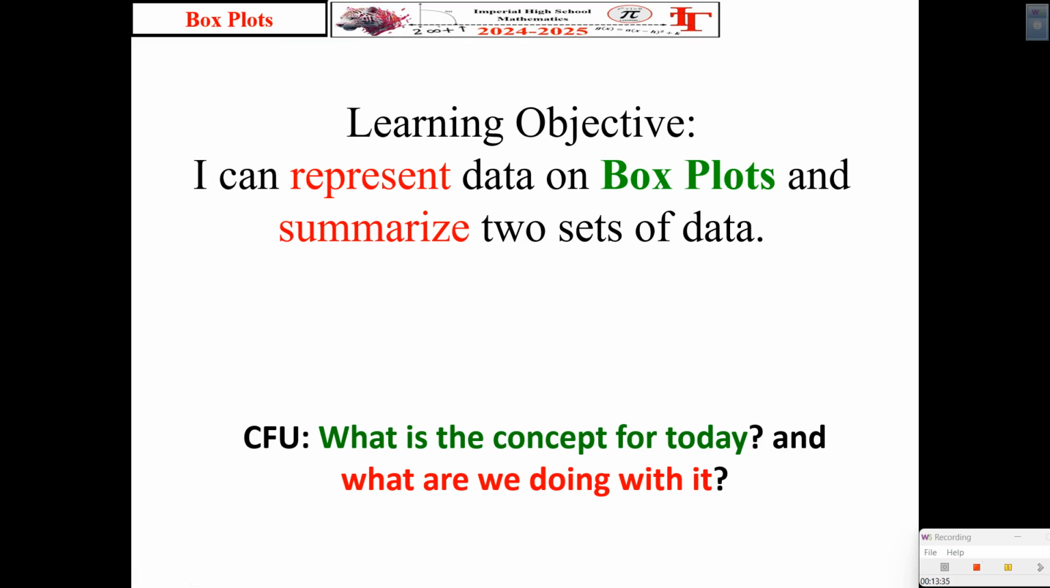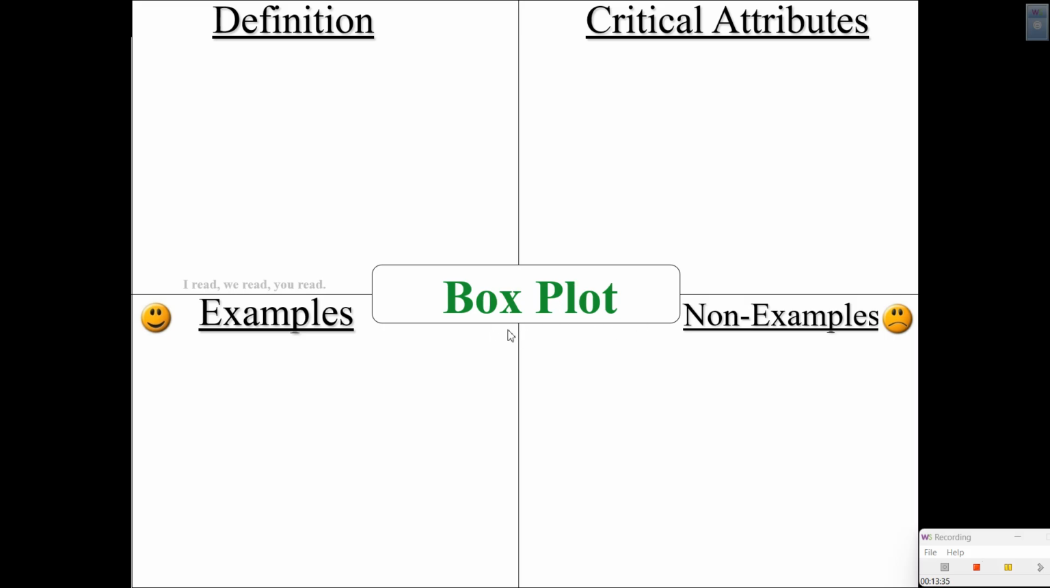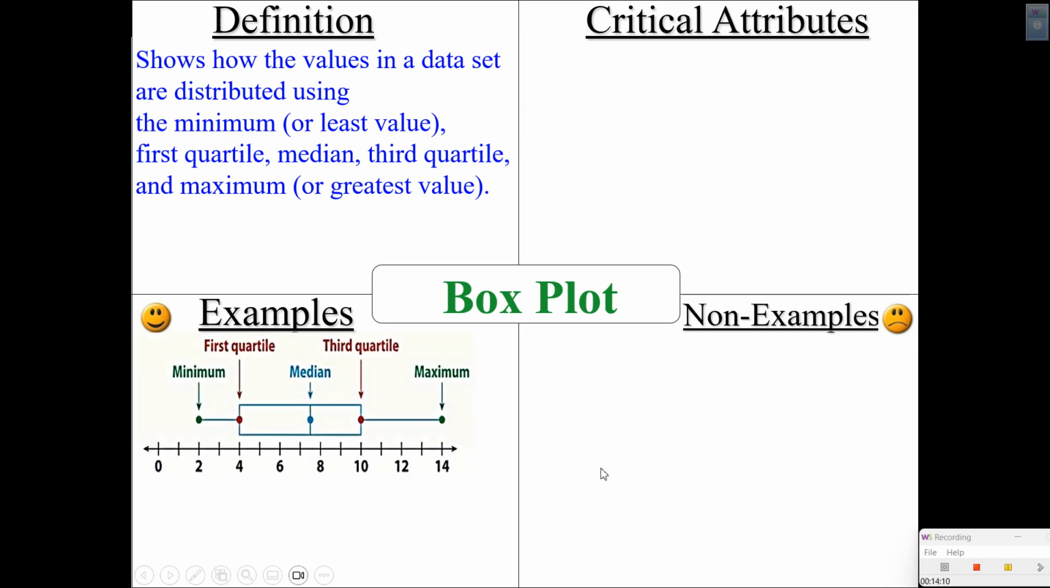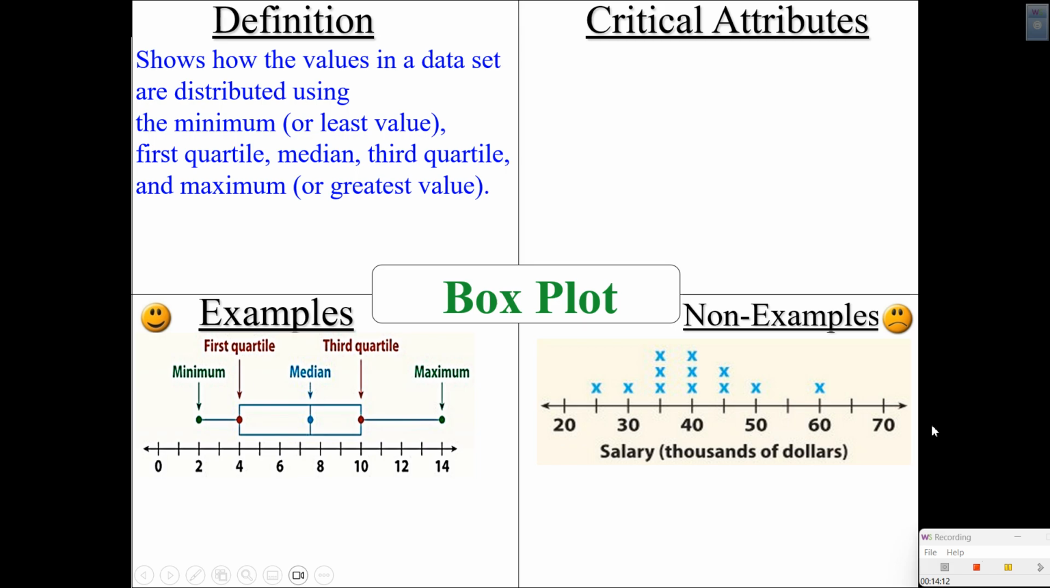All right, here we go. Box plots. What are they, Mr. Q? Definition. Box plots show the values in a data set. Let me repeat that again. Box plots show the values in a data set. So once I give you a set of data, it shows you the values that are distributed, check this out, using the minimum, first quartile, median, third quartile, and maximum. Examples? Non-example. Copy that and we'll elaborate on that in a little bit.